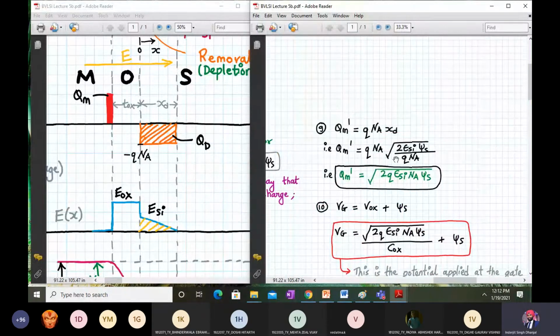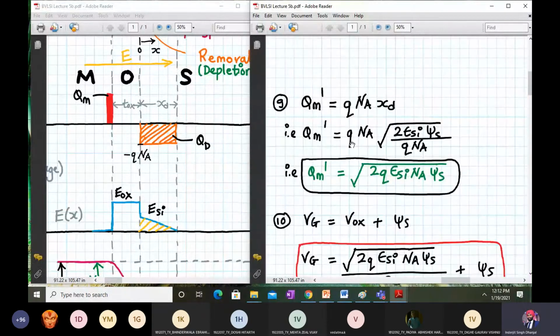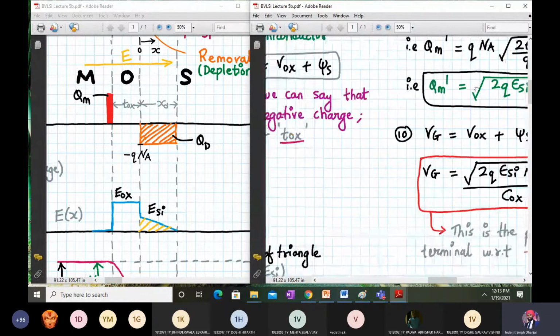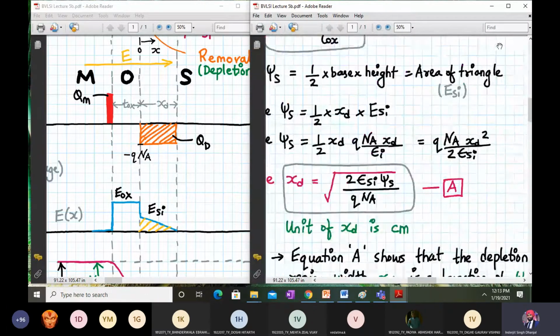Now we have the formula for xd over here. This Q and Na, when they come inside the square root, will become square. So overall Qm dash will be the square root of 2 Q epsilon Si Na into psi s. Again I repeat, Qm dash will be the square root of 2 into Q epsilon Si Na into psi s. And this is nothing but your depletion region charge.